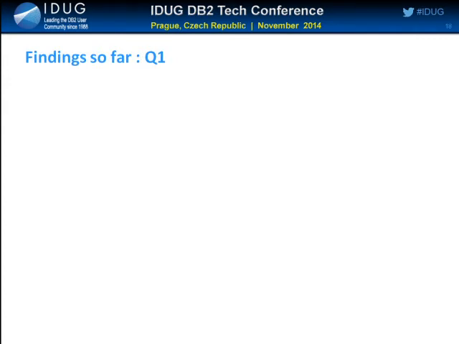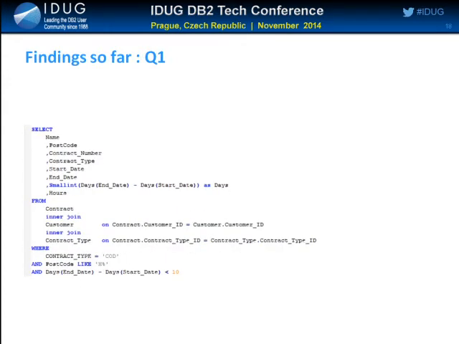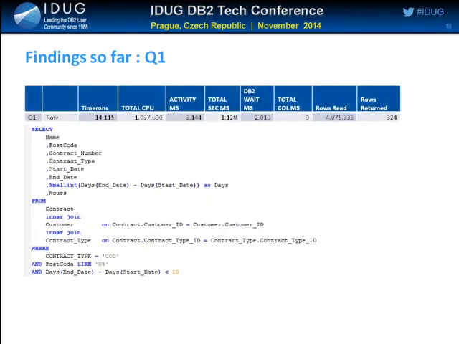So let's have a look at what happened with that Q1. First execution, that's the SQL, obviously, that we've just seen, run against a purely row-organized table. And the estimated cost is expressed as time runs. That's the one I've taken from the explain. The other metrics are all taken from the monGetPackageCache statement table function. So you can see a fairly high time run cost and a fairly high CPU cost.